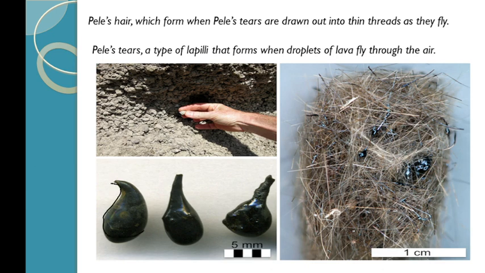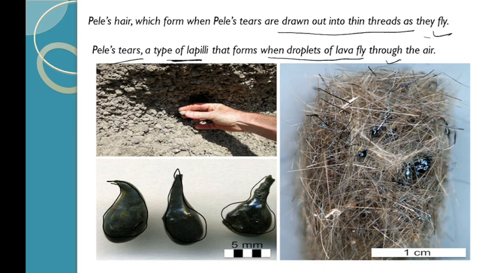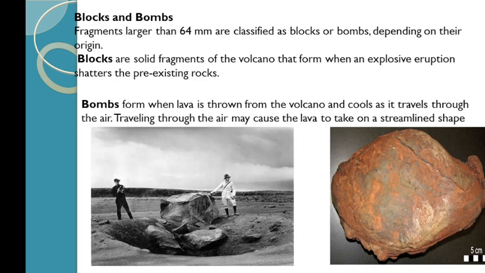By the way, when honey suddenly drops, you find this type of structure. These are Pele's tears, which form when lava is drawn out into a thin thread as it flies. Pele's tears are a type of lapilli that form when droplets of lava fly through the air. Many of these form. So you know Pele's tears and Pele's hair.